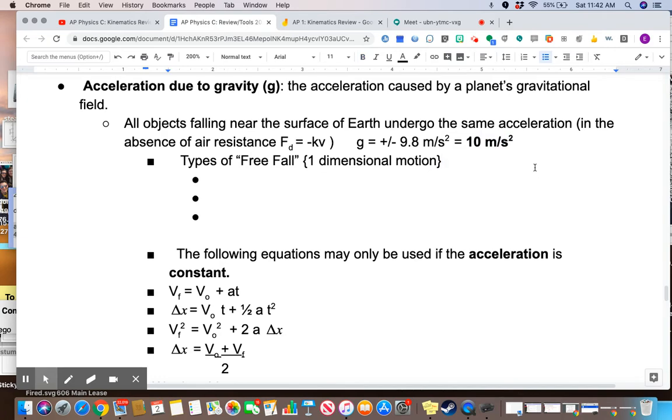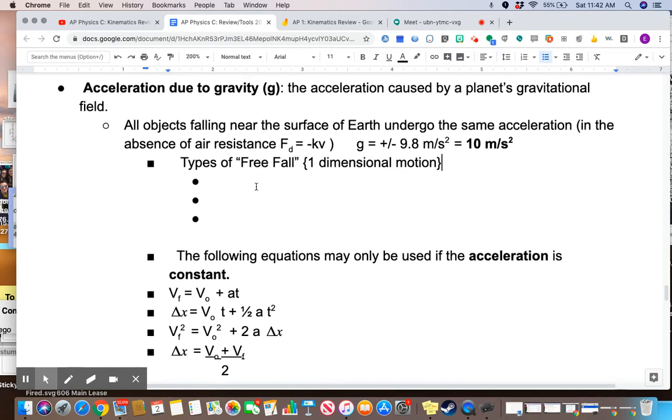So we can actually have the force of gravity affect objects in 1 or 2 dimensions, right? If it's affecting the object in 1 dimension, we call it free fall. If it affects it in 2 dimensions, we call it projectile motion. So let's talk about dimension 1 first. So types of free fall. We categorize them by 3 types.